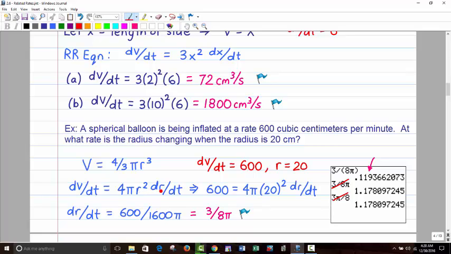Now, the million-dollar question is, how do we know what variable we're solving for? Well, there are 2 ways you can tell. The question itself is what it's asking: at what rate is the radius changing when the radius is 20 centimeters? Radius changing, that means dr/dt. They are giving us the dV/dt. You might not say it, but the units tell us. It's cubic centimeters per minute, 600 cubic centimeters per minute. That is a volume measure, a volume rate. So that's telling you it's the volume.